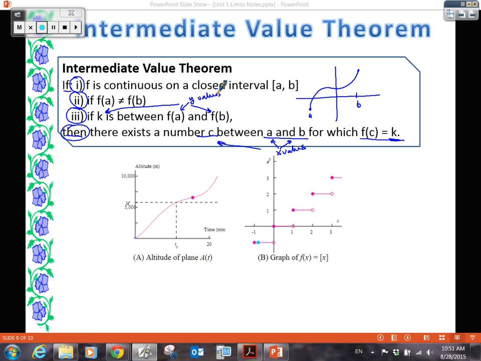Could we say that f of a does not equal f of b? The beginning height does not equal the end height. Yes, right? It does not equal it, so that's true.